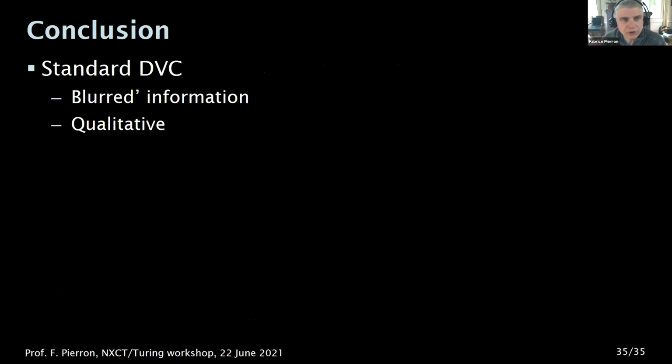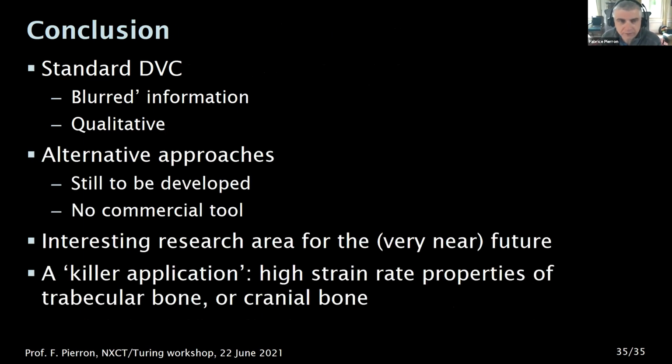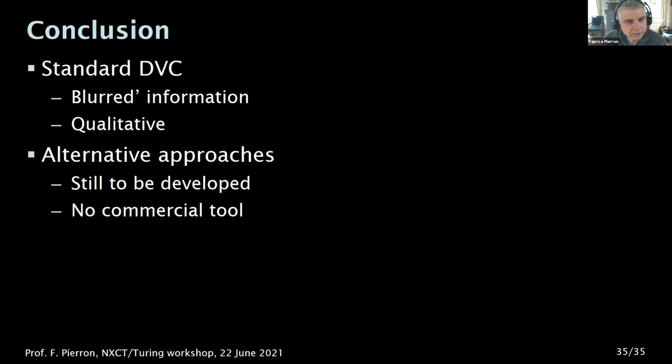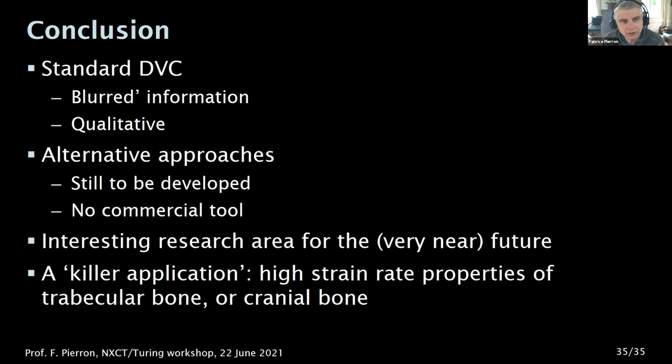A brief conclusion on what I've described here today. So the message is that DVC as it stands, sort of the share of digital volume correlation, gives you some sort of blurred information. And it's quite qualitative. It gives you some sort of strain average that is not well defined mechanically. I think it is a bit of a problem. Alternative approaches are still to be developed. There's no commercial tool, but I think it's something that is very interesting to develop in the near future.